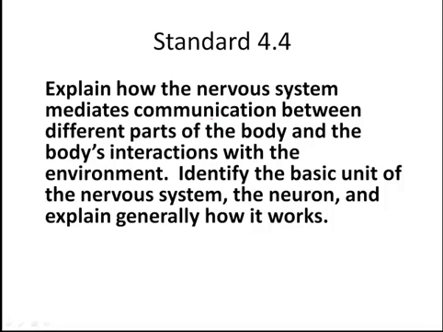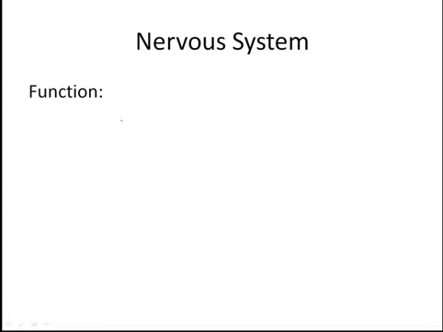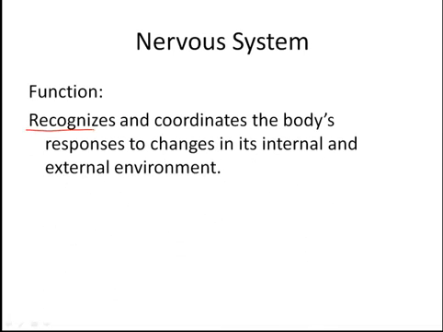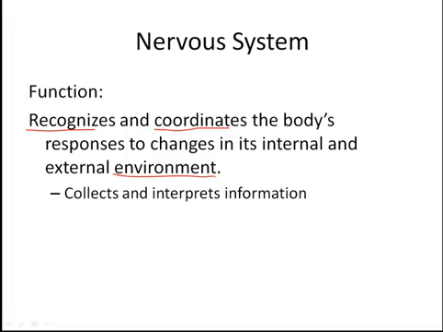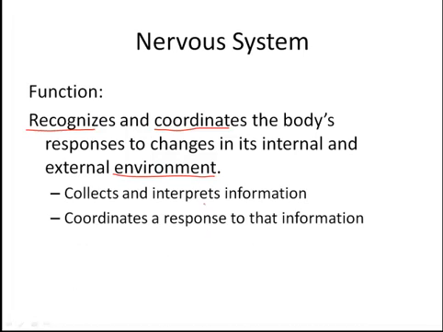Okay, standard 4.4 was about the nervous system and how it mediates communication with different parts of the body and with the environment. And so we're going to take a quick look at that. The function of your nervous system is that it recognizes and coordinates the body's response to changes in its internal and external environment. So as things change inside your body or outside, your nervous system recognizes that and then comes up with a solution. It collects information and interprets that information, and then it coordinates a response to the information so that you get back to homeostasis.